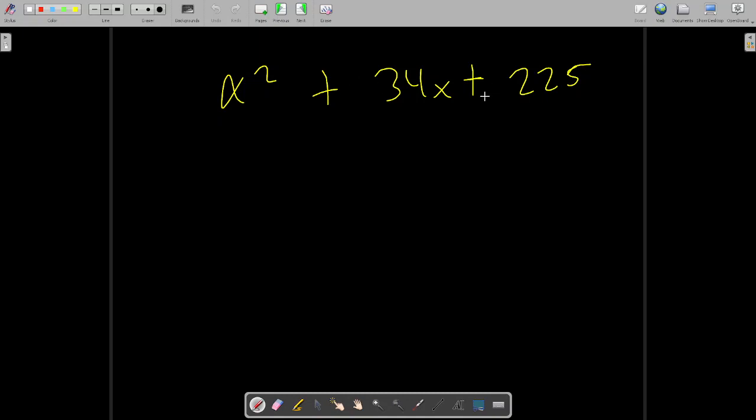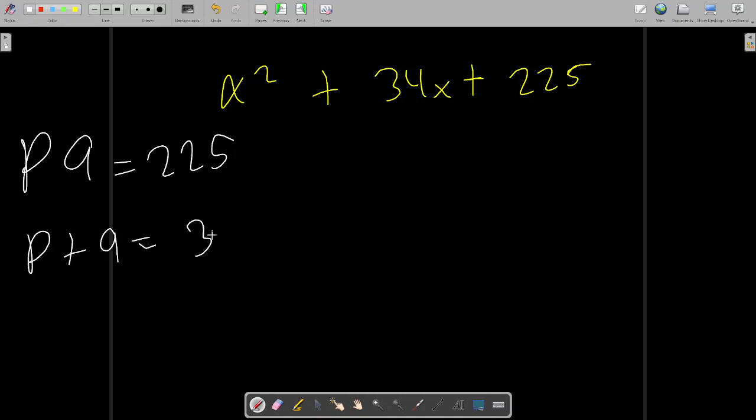Alright, 225, 34. Now, we have a 1 as a here, so we don't need to do anything to this equation. So, 225, let's find P and Q. These two values, when multiplied, equal 225, and when added, equal 34. P plus Q equals 34.